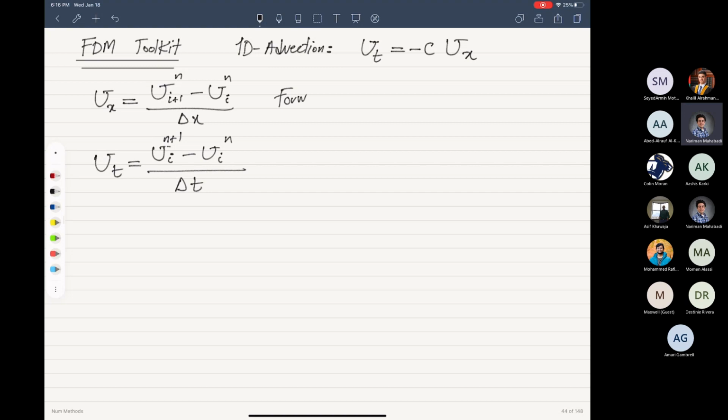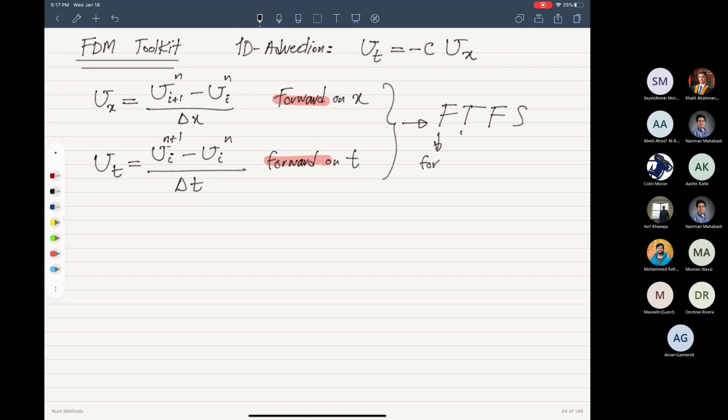And as I mentioned, we are moving forward on x because this is a forward method. And also we are moving forward in time. Because of this, we call this FTFS, forward in time, also forward in space. So you could actually have forward in time, backward in space, or any combination of those three different methods that we already talked about.